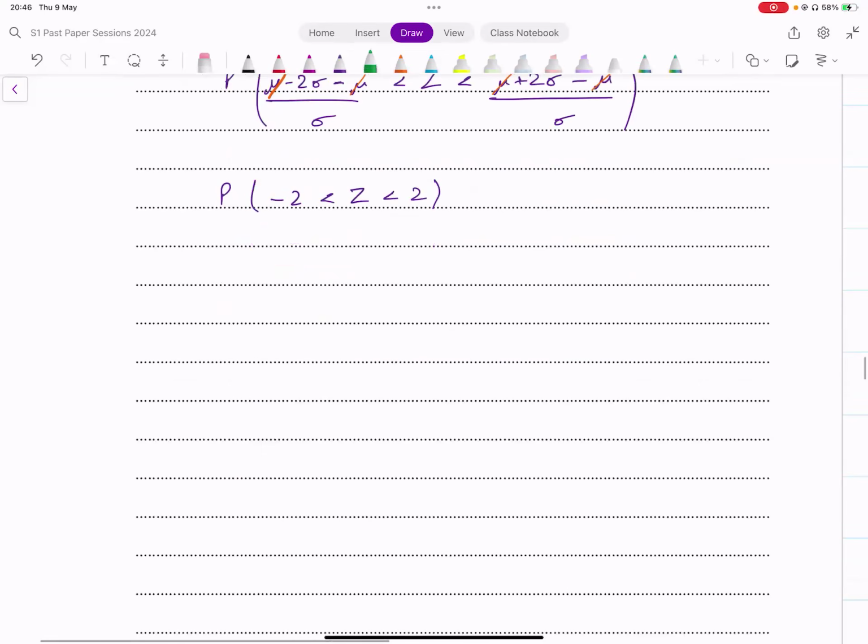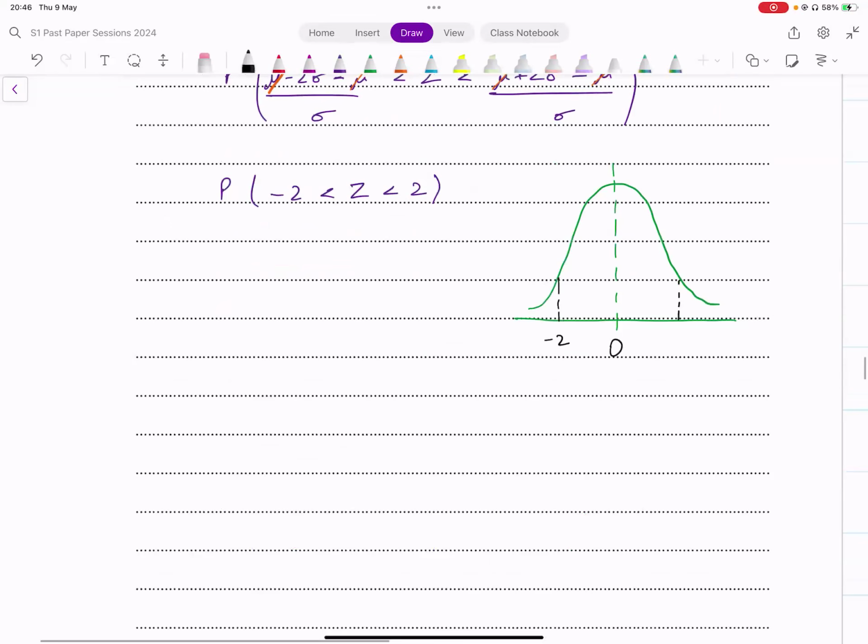This is simple normal now. Think of the normal distribution curve. It's a symmetric curve, remember? The mean is 0. Minus 2 is on the left side. 2 is on the right side. So the area that you're looking for is this area in the middle of these values, between these two values. This is the area that we are looking for.